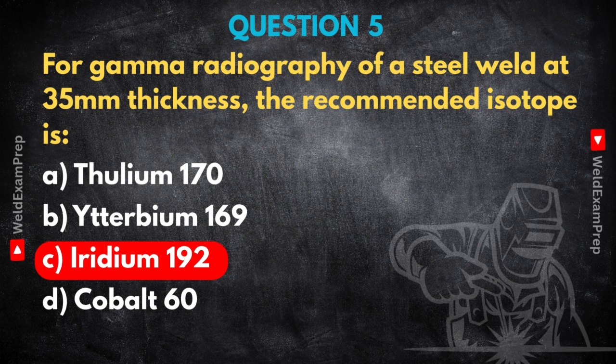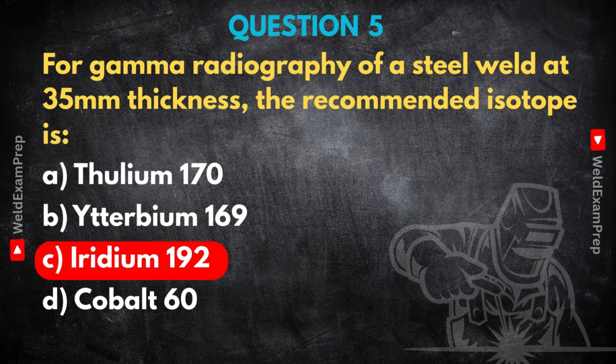The other isotopes listed have different niches. Thulium and ytterbium are lower energy. They're better for thinner materials, maybe light alloys where you need high sensitivity for very fine flaws. Cobalt-60 is the opposite, much higher energy. You'd use that for really thick steel sections, maybe 75 millimeters, 100 millimeters or more, where iridium just wouldn't penetrate enough. Using the wrong one, you might miss defects or the image could just be useless. Yeah, absolutely critical to match the tool to the job.